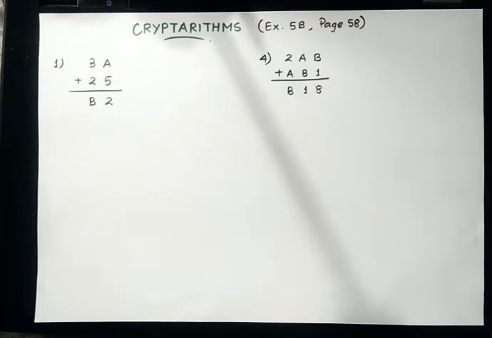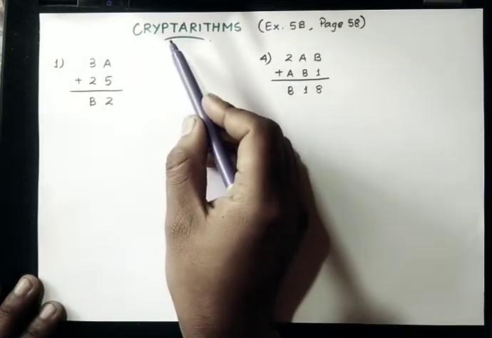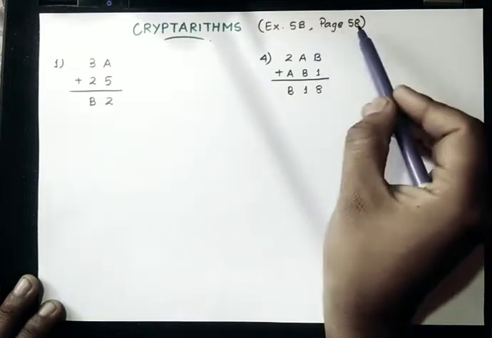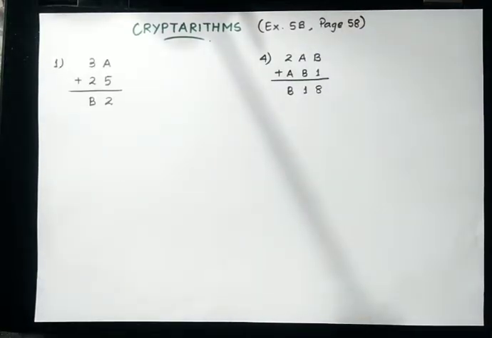So today we are going to start with the next exercise, and in this exercise we are going to find the value of the letters which are given in capital format. We call this kind of special mathematics cryptarithms. So today we are seeing exercise 5B, page 58. Let's begin with the problem.